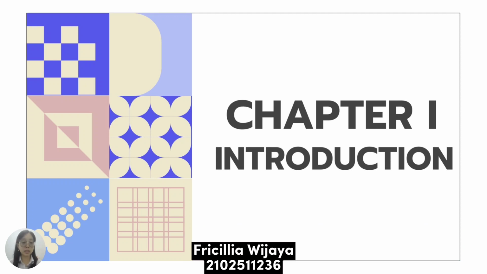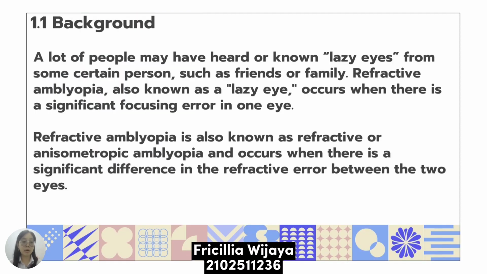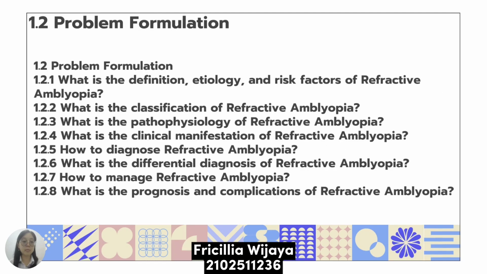Chapter 1, Introduction. 1.1 Background. A lot of people may have heard of or known someone with lazy eyes, maybe friends or family. Refractive amblyopia, also known as lazy eye, occurs when there is a significant focusing error in one eye. It is also known as refractive or anisometropic amblyopia and occurs when there is a significant difference in the refractive error between the two eyes.